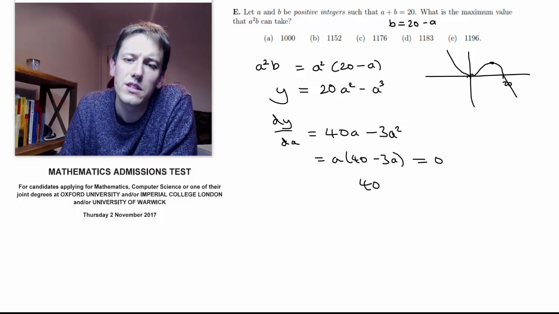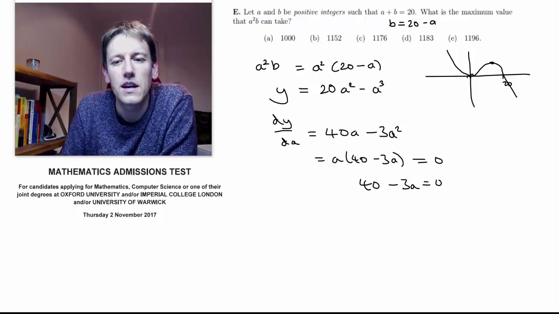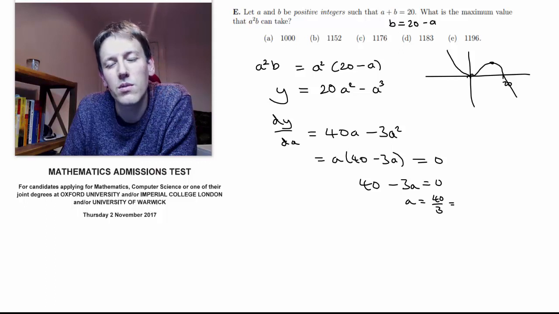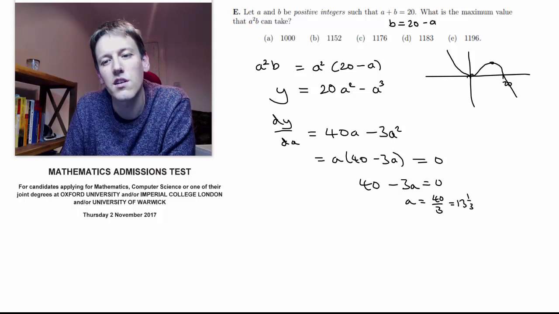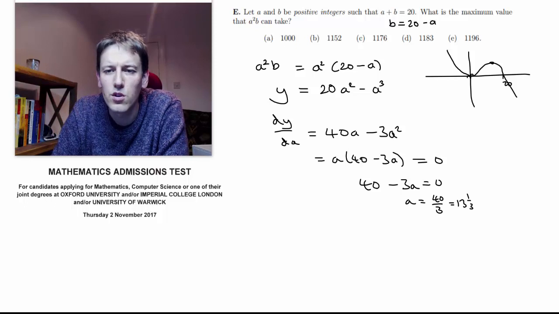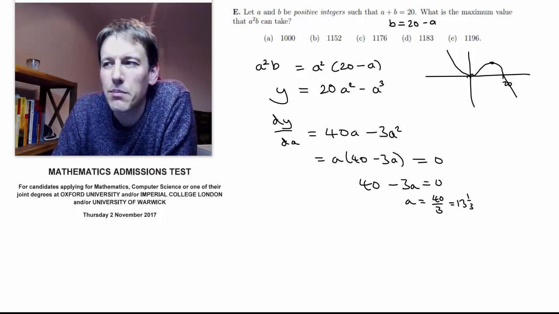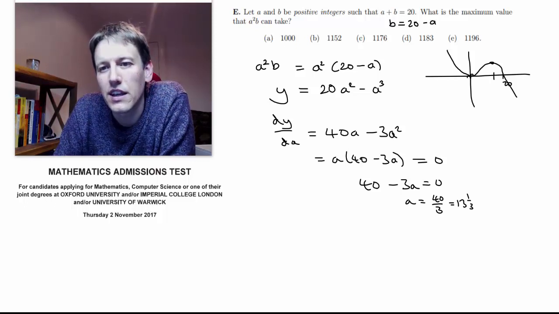So we get 40 minus 3a equals 0 for this maximum point, which gives us that a equals 40 over 3, which is 13 and a third. So that's not an integer, but if we think about this function, going back to my graph, okay, here's my maximum with 13 and a third something.